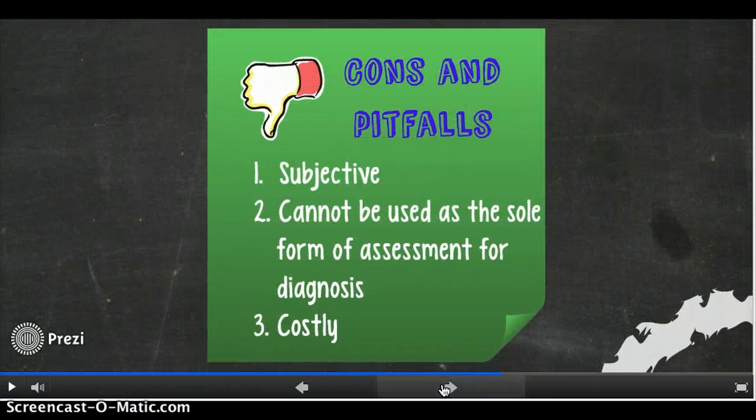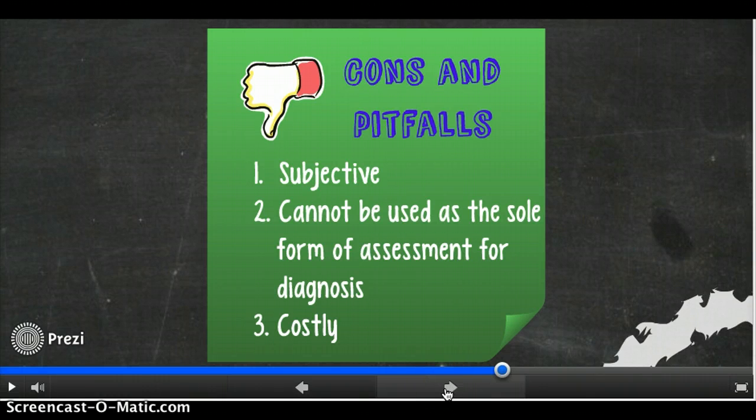Now let's take a look at some of the cons. The Connors scale is in multiple choice format, which allows for little expression or deviation. The questions are subjective. The scales cannot be the sole determiner for diagnosis and should be paired with a formal interview and physical evaluation. Lastly, the assessment can be quite costly.